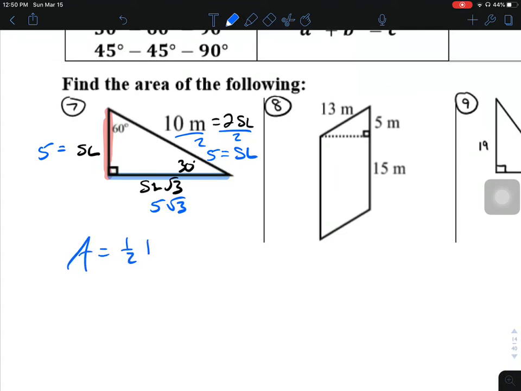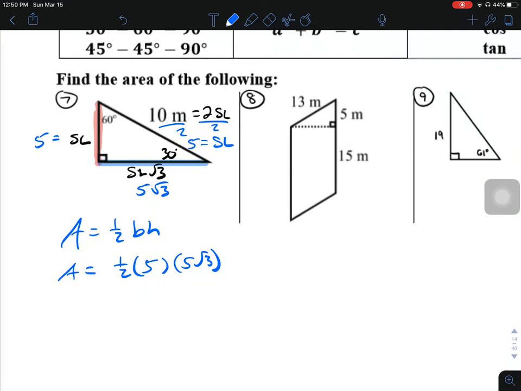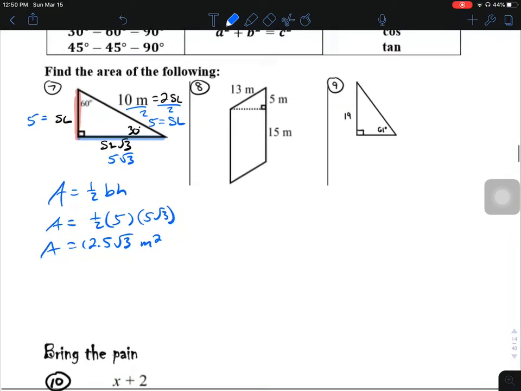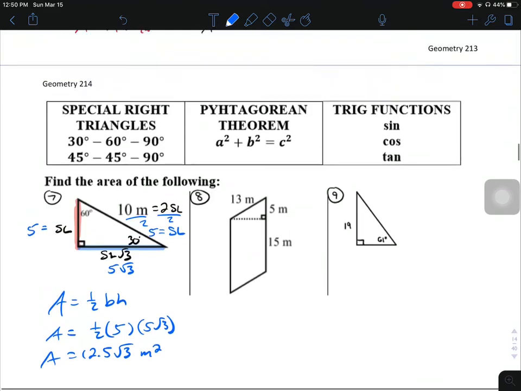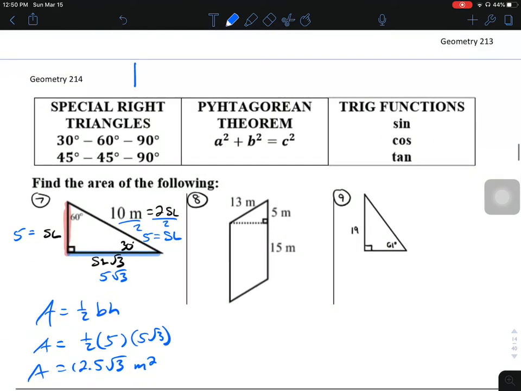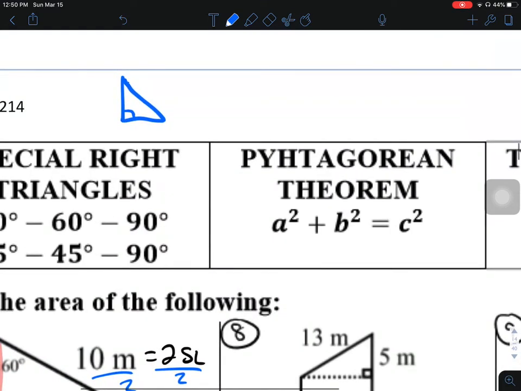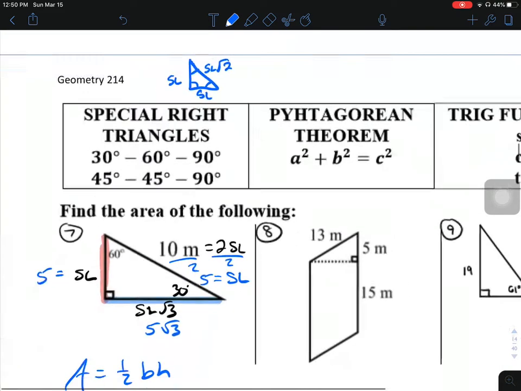Area is 1/2 base times height. We're saying the base and height are 5 and 5 square roots of 3. 5 times 5 is 25. 25 cut in half is 12.5. Let's just leave the square root of 3 in there and let's not round it. So that's a review of a 30, 60, 90. A 45, 45, 90, if you recall, we got 2 short legs, and the hypotenuse is the short leg times the square root of 2.